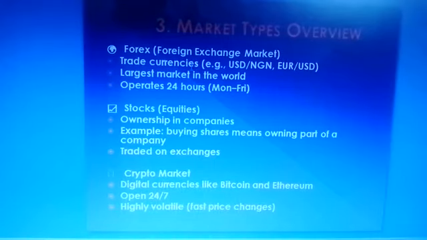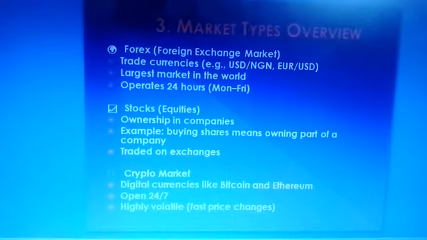Now we have the market types overview: the forex, stocks, and the crypto market. Forex market is the foreign exchange market that trades currencies like the USD/NGN, the EUR/USD, the USD/JPY, sorry, pardon me, and the GBP/USD, and all of those kinds of currencies. It is also the largest market in the world, and it operates 24 hours, Mondays to Fridays. They don't operate on the weekends. You can't trade foreign exchange on the weekends, only Mondays to Fridays, and it's a 24-hour market.